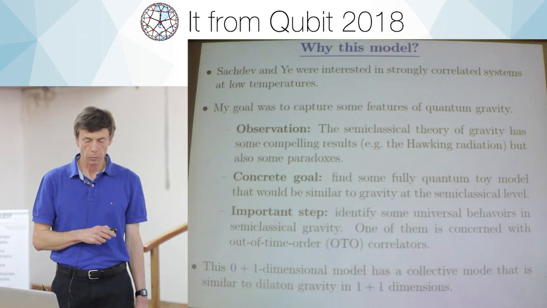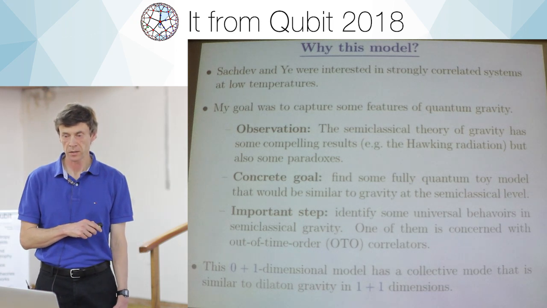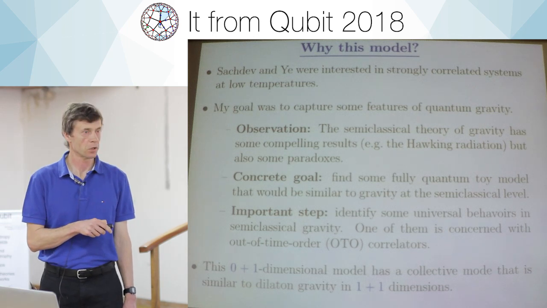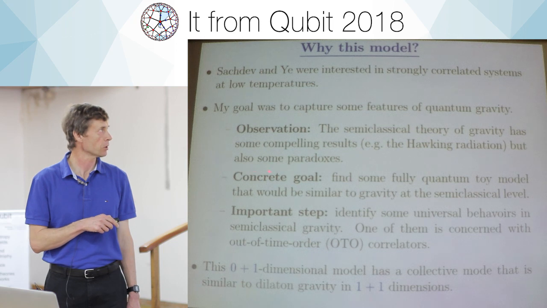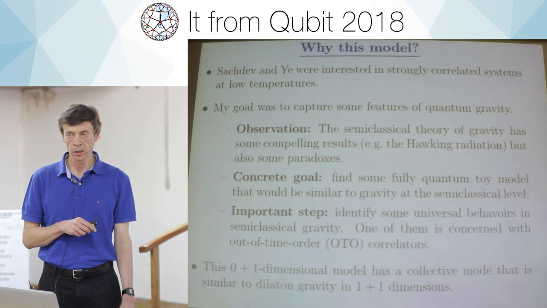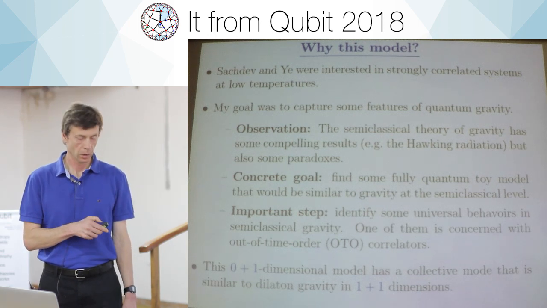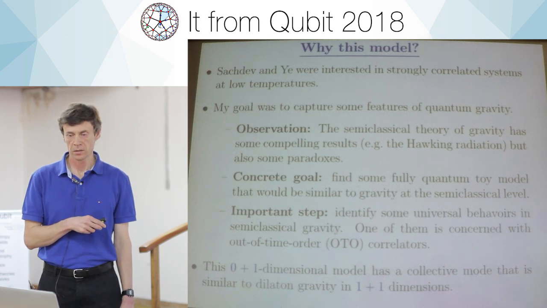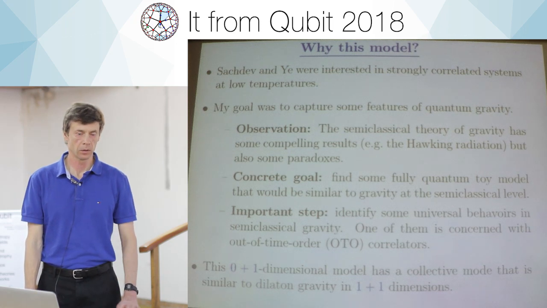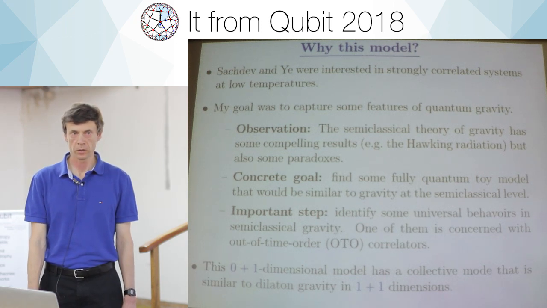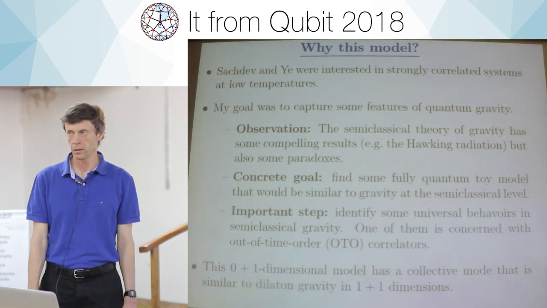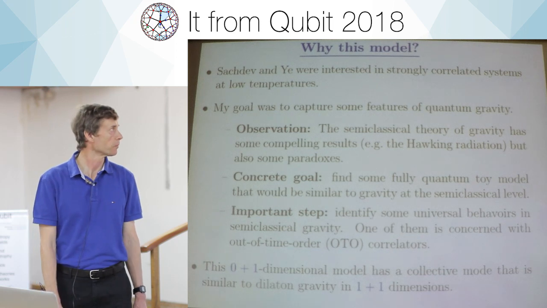So we may begin with the observation that the semi-classical theory of gravity works well in many cases, like Hawking radiation and black hole thermodynamics, but it also has some paradoxes. And the concrete goal is to have a fully quantum model, even a toy model, that matches the predictions of this semi-classical gravity. But since it's a well-defined model, not semi-classical, not using any approximation, we can resolve some of the paradoxes at least. We can have a definite answer to any question.